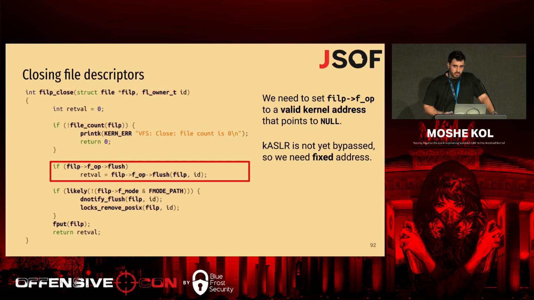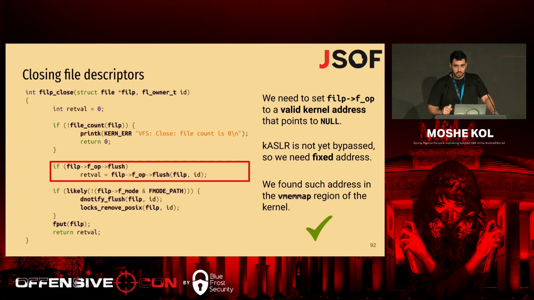But the flush pointer is more tricky because at this step we haven't broken KASLR yet. So what we need here is a valid kernel address which points to null. And we need this address to work on multiple devices. Indeed, we found such an address in the vmemmap region of the kernel. The vmemmap region is a region in the virtual address space of the kernel, which contains an array of struct pages that basically describes physical memory. This memory location is not subject to KASLR, so it lies at a fixed virtual address. And we found some 8 bytes of nulls there. So we use this virtual address.